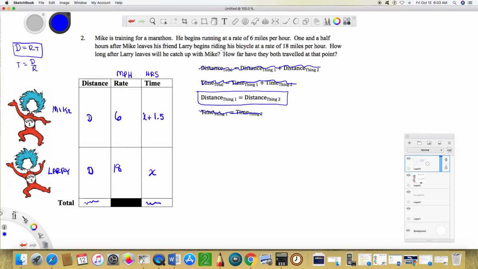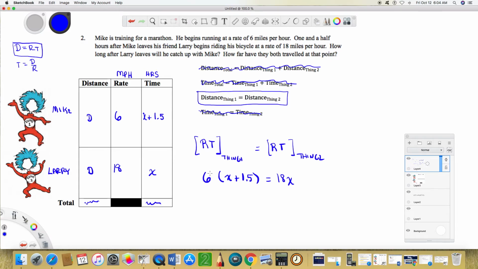All right, so if the distance is rate times time, we want rate times time using information that we know about thing 1 and rate times time using information that we know about thing 2. So thing 1, Mike, had a rate of 6 miles per hour, and the length of time, x plus 1.5. Thing 2 had a faster rate, Larry on his bike, 18, and the length of time is x. So there's our equation. Go ahead and solve that equation and then press continue.